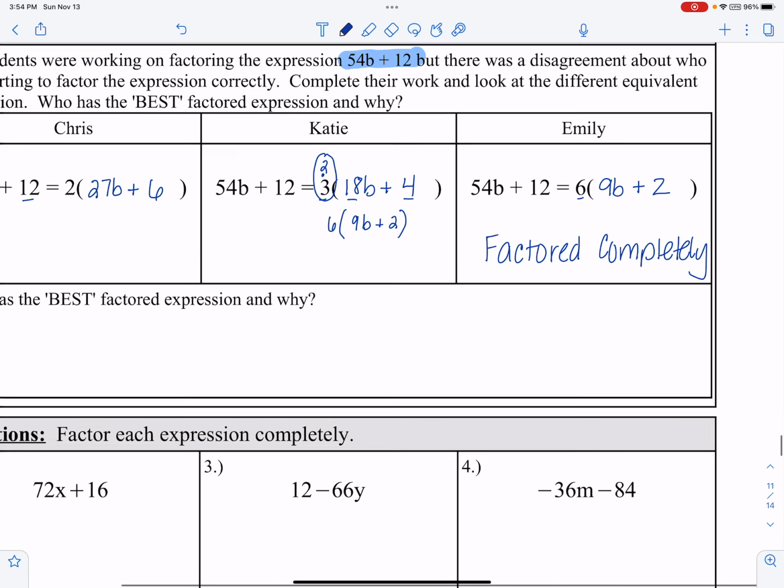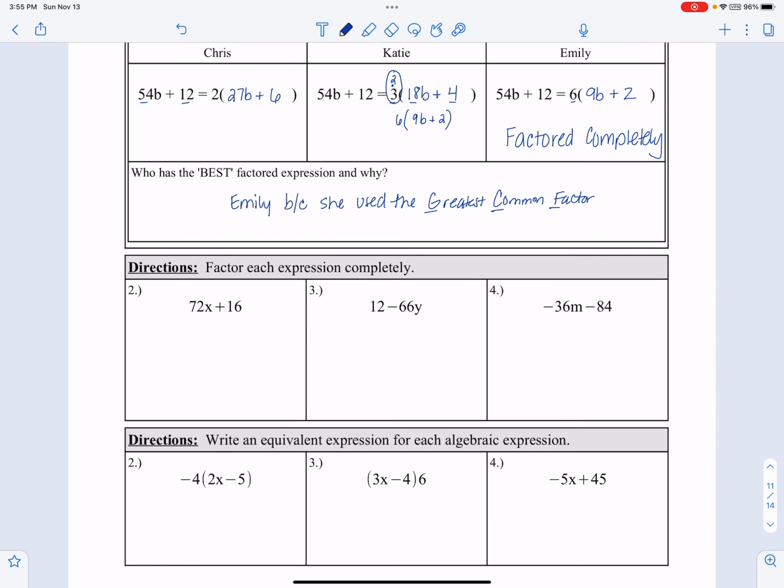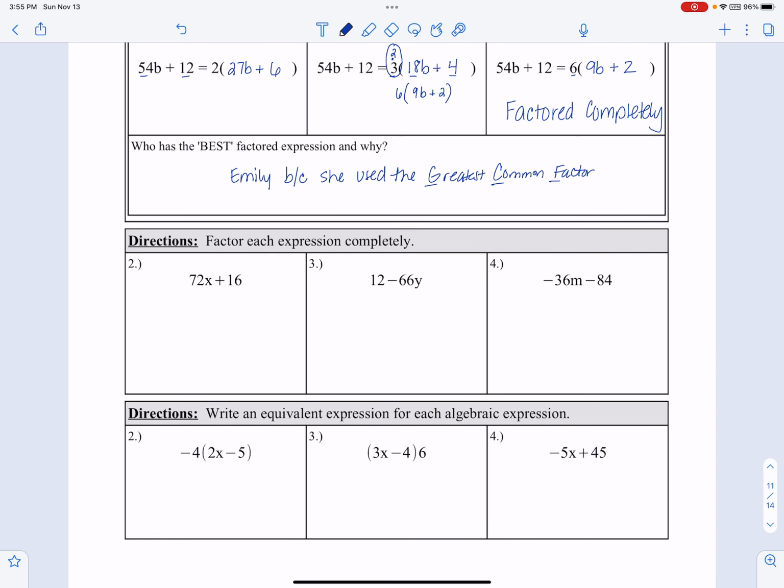As far as who best factored the expression, we would say Emily, because, here's an abbreviation, she used the greatest common factor, or GCF, and she factored completely. So that's why hers was the best option, even though the other ones are accurate.